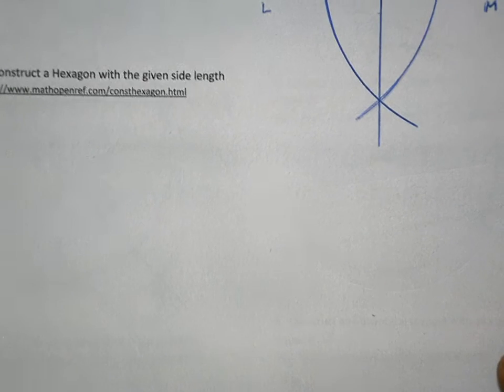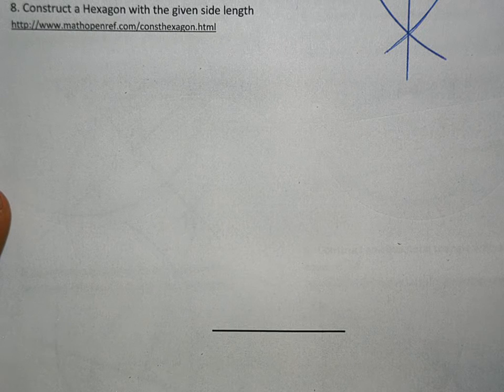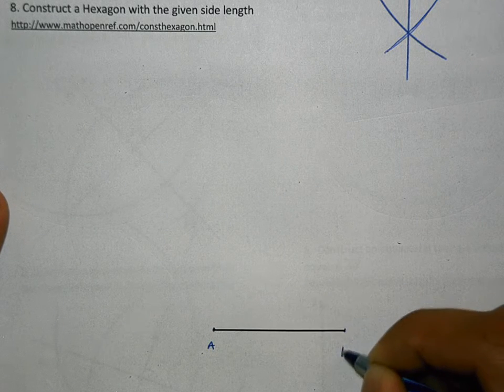Moving on. Number 8, last one. Construct a hexagon with the given side length. This one is really kind of neat and simple. It's something that you've done already. First thing I'm going to do is label this A and this one B.